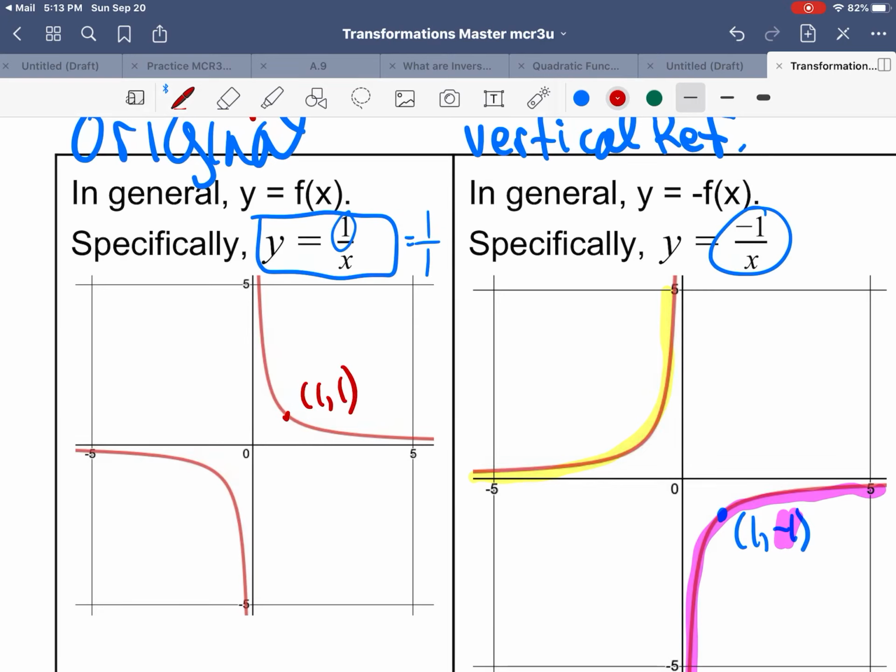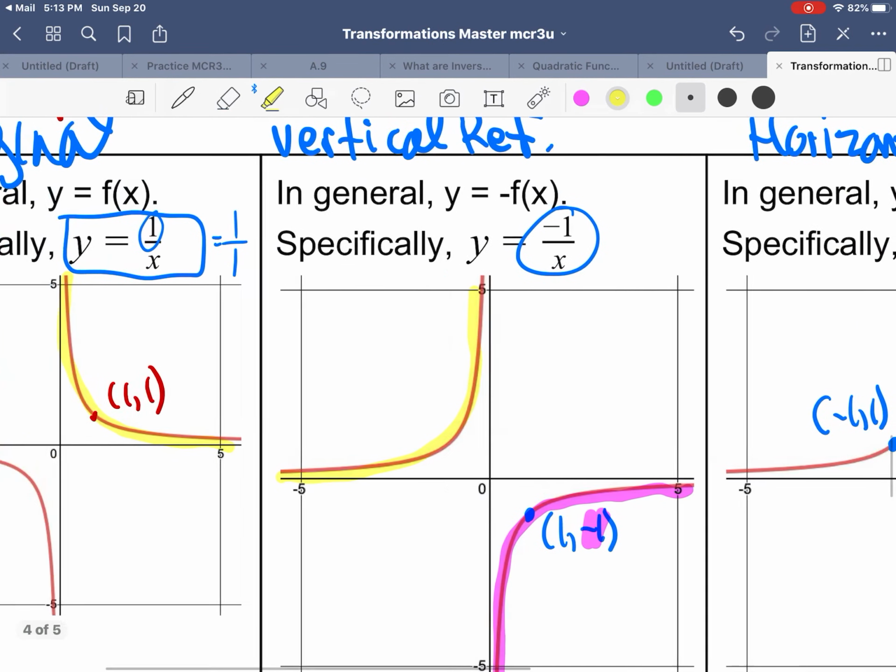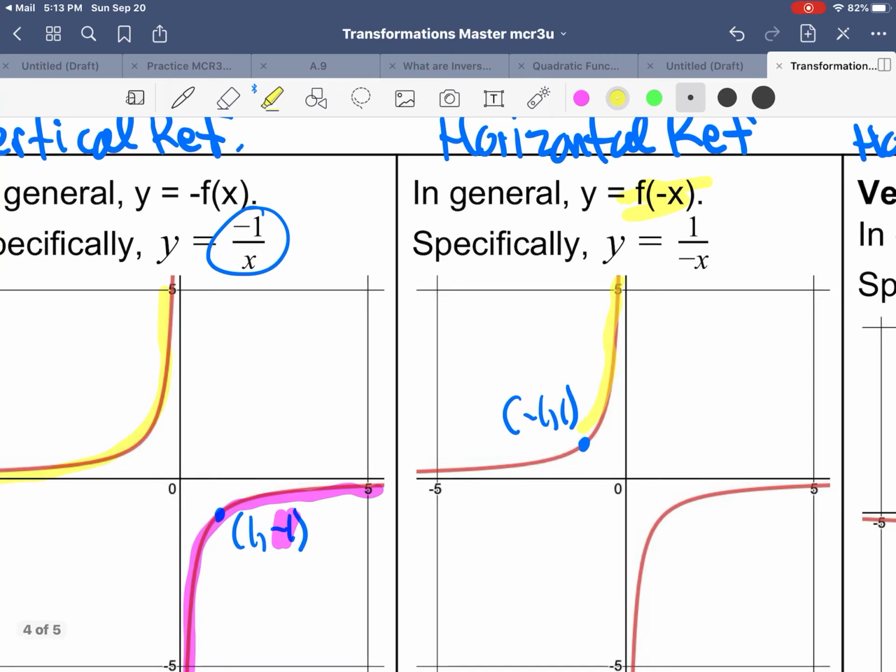Remember, this is the original function. And so what we're doing is we're taking all of these values and making them negative. All the x values, because we're doing a horizontal reflection, are positive there. Now I want to make the x values negative, maintaining the sign of the y values. So you can see it's going to be a horizontal reflection. It will come over to there.